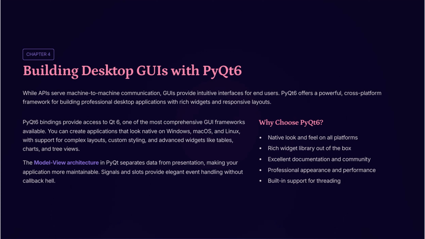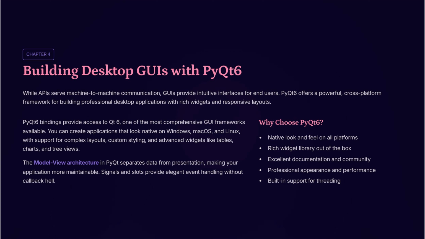PyQt6 is a robust framework for building professional desktop applications with a native look across platforms. It offers a rich widget library, excellent documentation, and a strong community. The model view architecture enhances maintainability, while signals and slots simplify event handling.